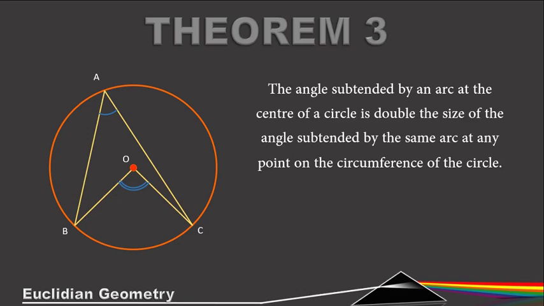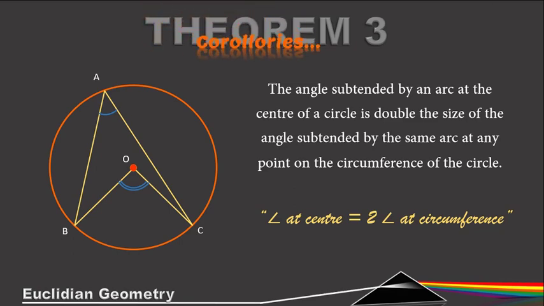So theorem 3 says that the angle subtended by an arc at the center of the circle is double the size of the angle subtended by the same arc at any point on the circumference of the circle. Then the reason is: angle at center is equal to 2 times the angle at the circumference.